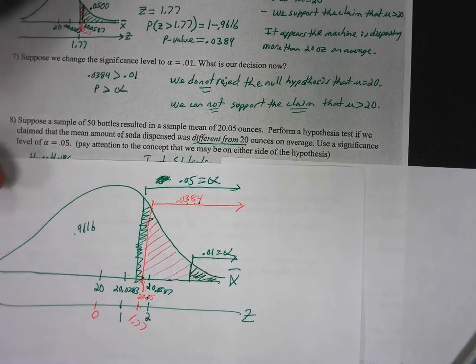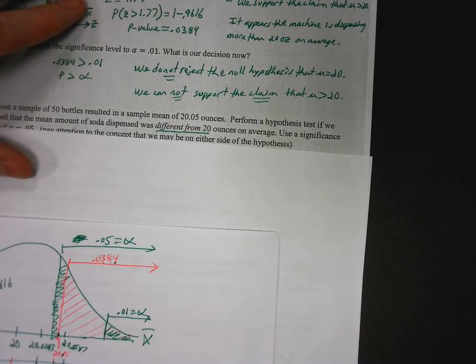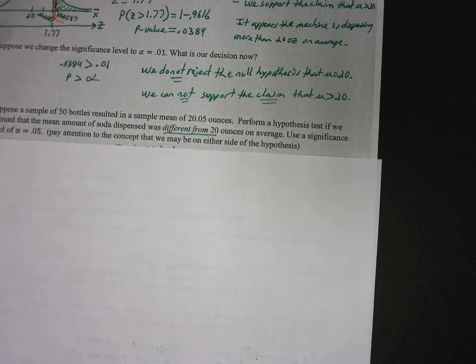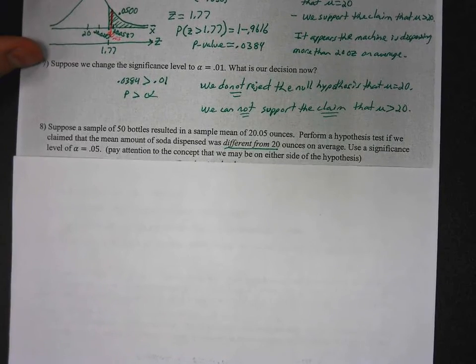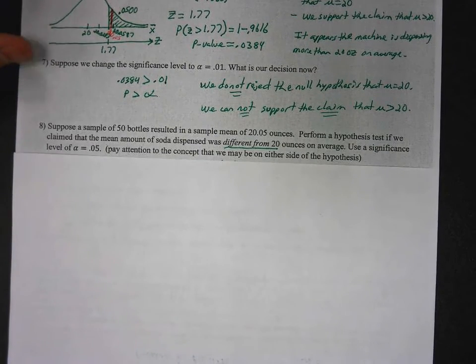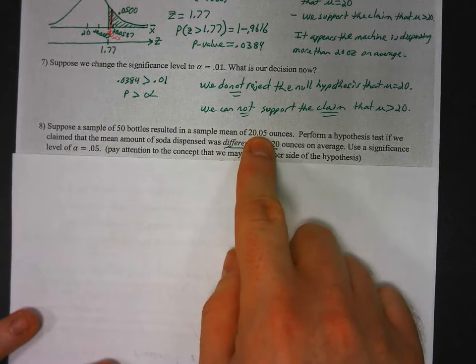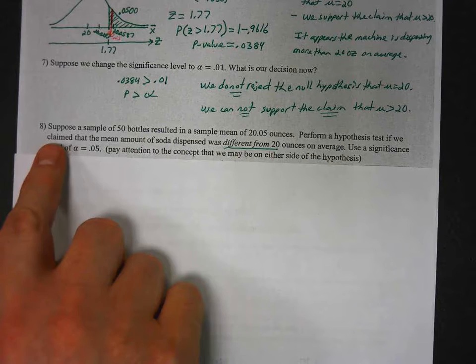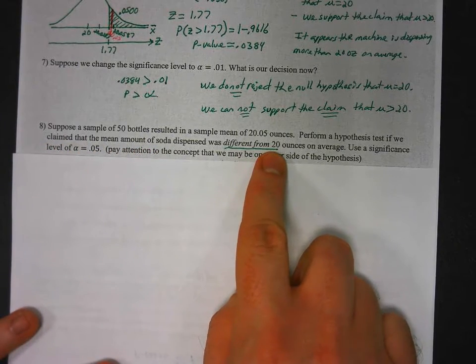Okay, another example. We'll go through these other ones faster. I have them all worked out just for the sake of time here. Now suppose you want to do the same example, except now we're looking at collecting 50 bottles with a mean of 20.05, which is the same as before, except now we're claiming the mean amount of soda dispensed was different from 20 ounces on average.